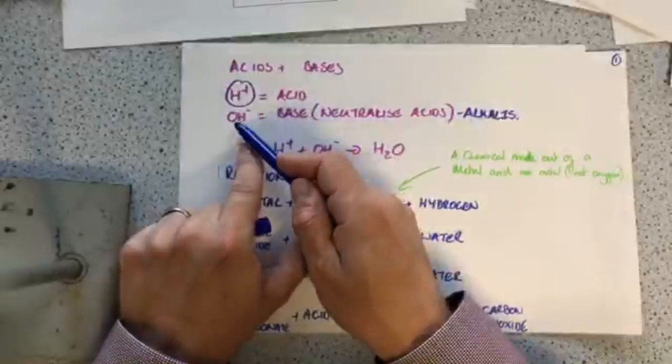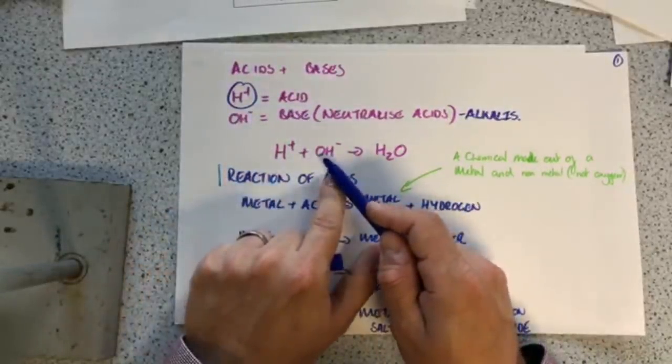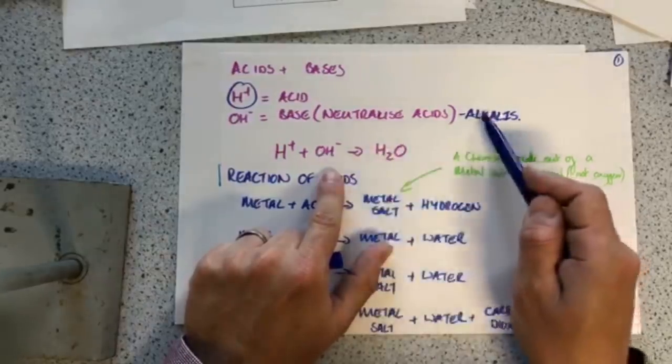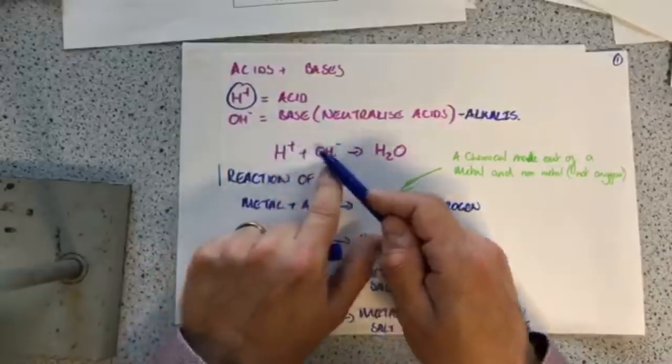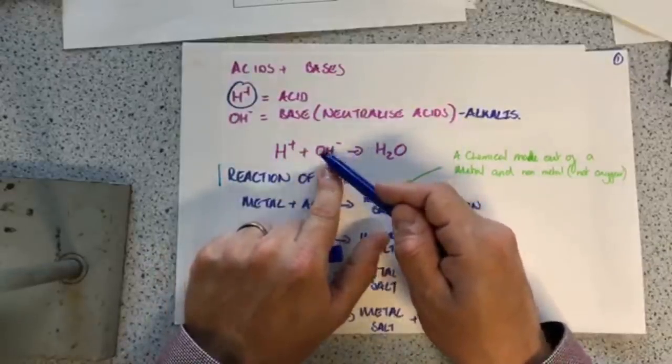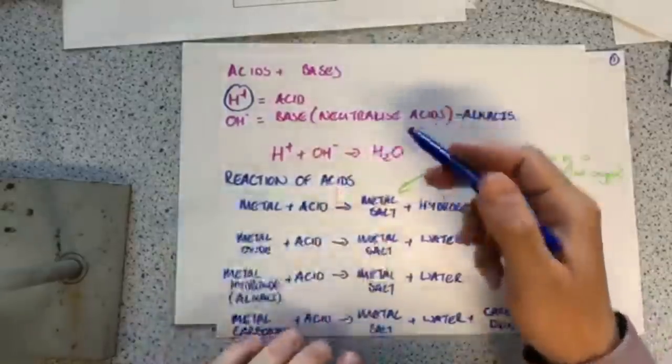Alkalis contain OH ions. Now, when we get hydrogen ions and we react them with OH ions that come from our alkali, we get water, H2O. That H and that H, there are 2 H's, and that O is this one here. And that's where the H2O comes from.